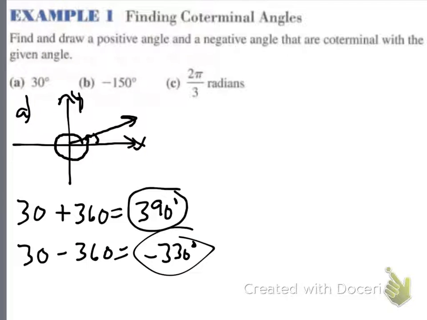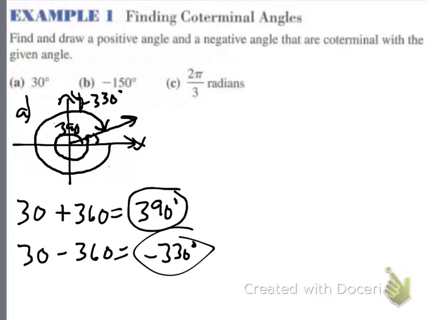Now, from here, you start at your initial side, which is the positive x-axis, and go backwards all the way around, and then stop at the terminal side. So that is your negative 330. Here's your positive 390 right here.